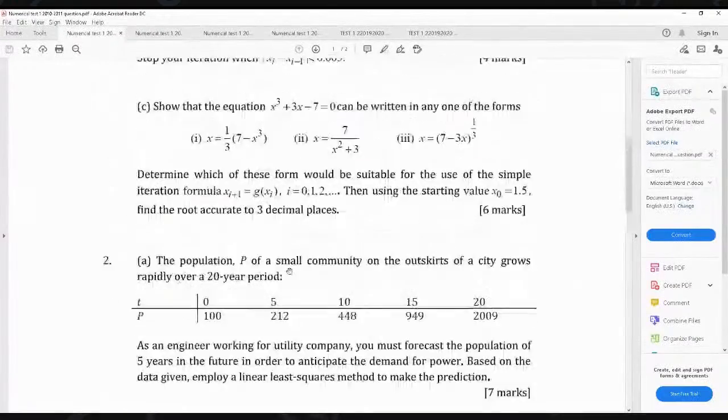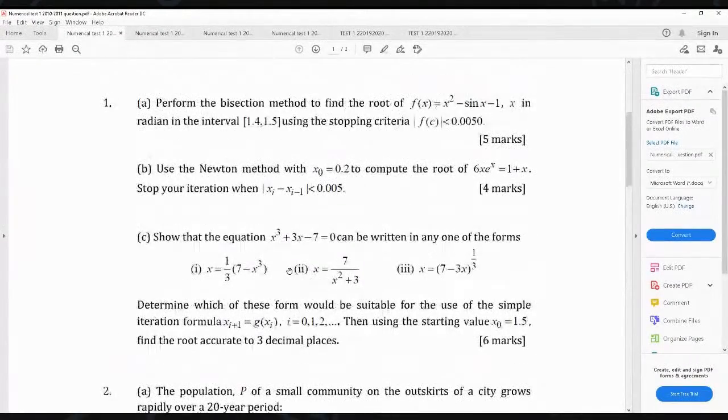The rest is chapter 3. Can you answer the first question, the bisection method? You can answer. I want you to answer Newton's method. You still remember Newton's method, x_{i+1} equals x_i minus f(x) divided by f prime(x). You still remember?